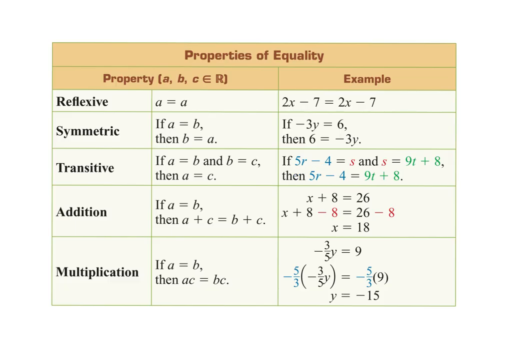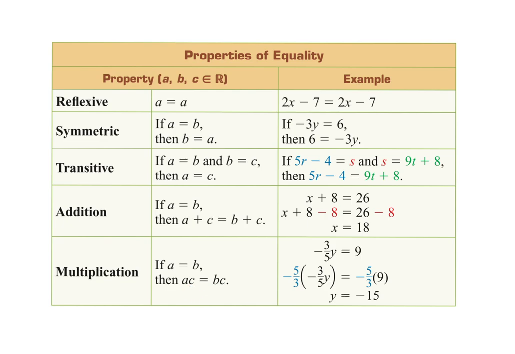So if we have something equal to this variable and then this variable equal to another expression, those two are equal to each other. The addition property of equality says that whatever we add to one side, we add to the other to keep it equal. And then the multiplication property tells us the same thing, but with multiplication. If we have an equation, whatever we multiply to one side, we need to multiply to the other.